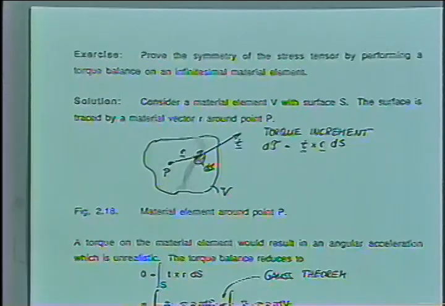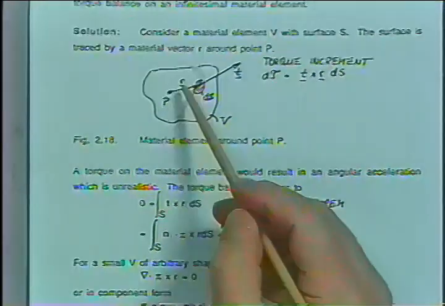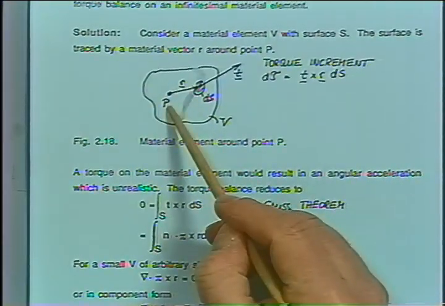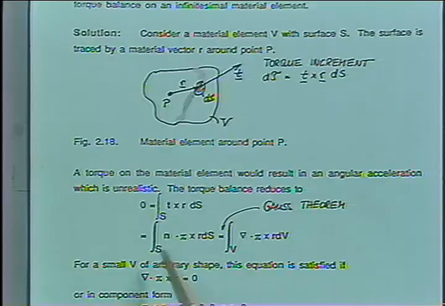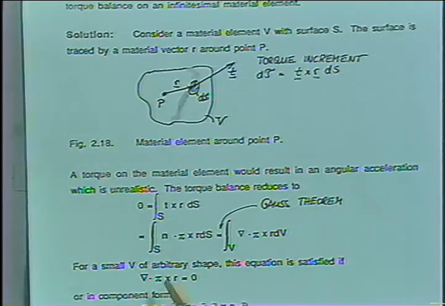So this kernel, this function, has to be 0 in the vicinity of point P, and when you go through all the details, you will find that the stress tensor has to be symmetric to satisfy this condition. You can do that as an exercise. I'm not going to explore that further.